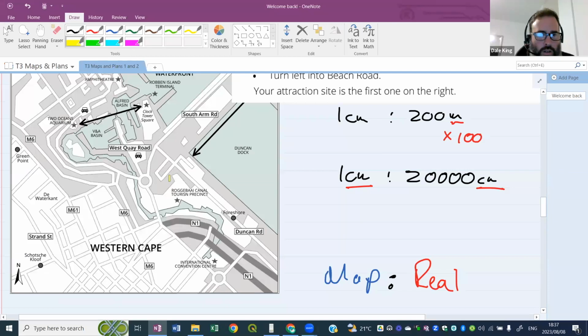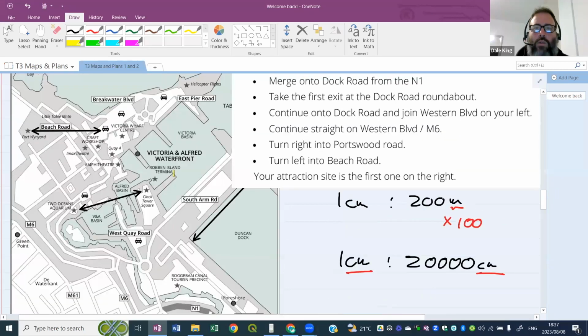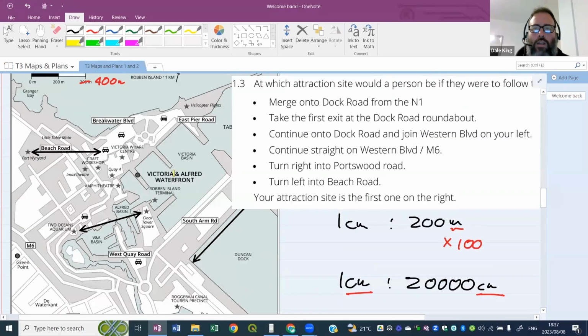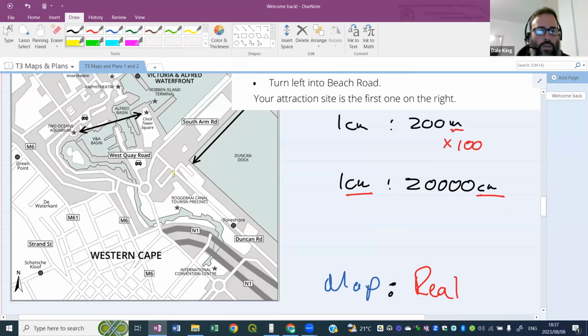Dock Road. Guys, I can't see Dock Road. Can you see Dock Road? Let's look at the next one. Maybe they'll give us a clue. Take the first exit at the Dock Road roundabout. They must have left it off. So, I think this road here, I'll highlight it for you, is Dock Road.